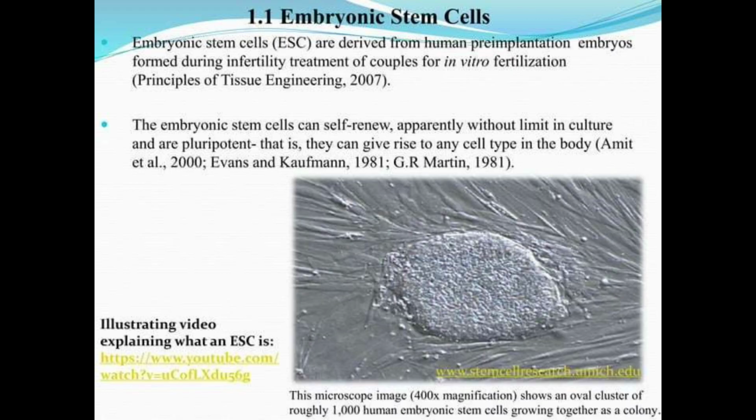The embryonic stem cells. First and foremost, embryonic stem cells are derived from the human peri-implantation embryos formed during the infertility treatment of the couple for in vitro fertilization. The unsuccessful tissues are taken for this purpose. These embryonic stem cells can self-renew apparently without limit in culture and are pluripotent. They can give rise to any type of cells in the body.